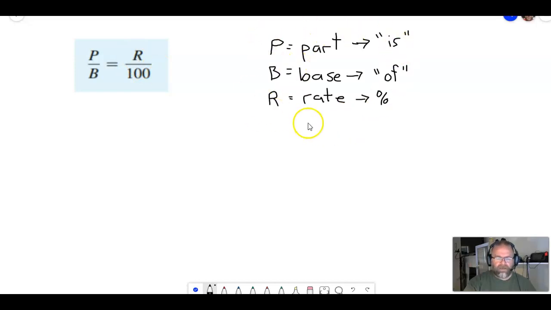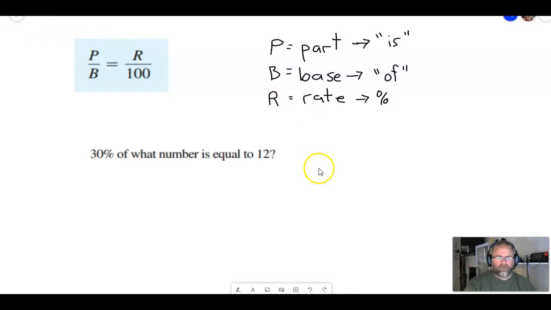All right, so now that we have this, let's look at a couple of examples, and I want you to try them out. Pause the video and try them out, and then we'll go over the solution in detail. The first one says 30% of what number is equal to 12. So let's use what we just said about each one of these variables, put it into the proportion formula, and then cross multiply and divide. That's what we learned in the last section. So see if you can get this set up and solve it, and then unpause the video.